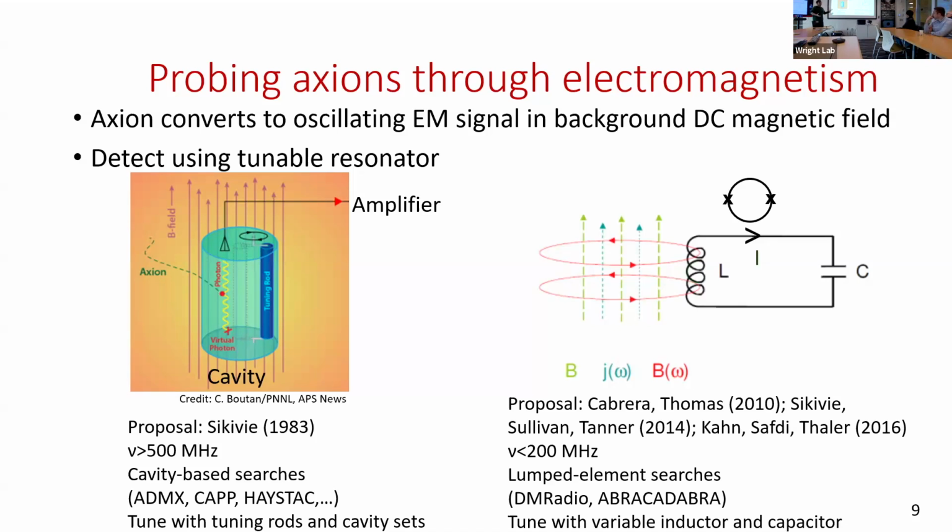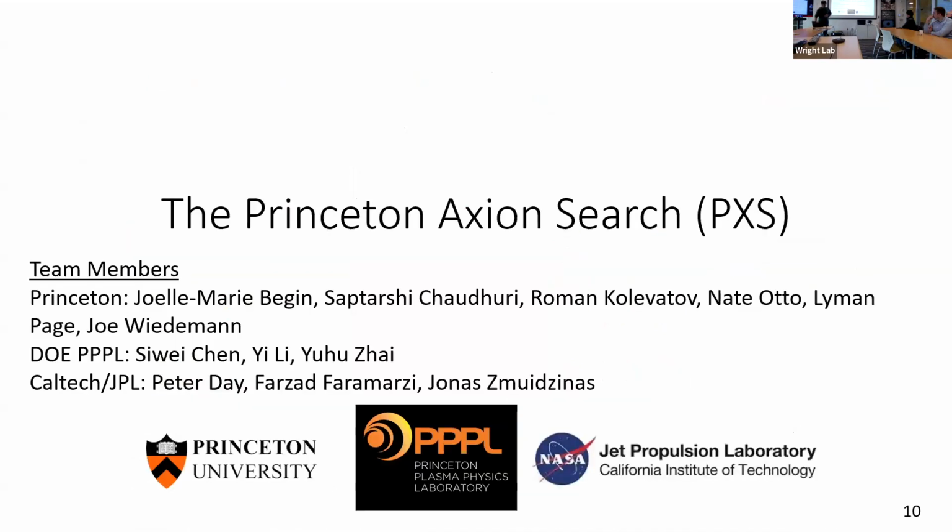Now, we don't a priori know the mass of the axion, so we need to be able to tune these resonators. So in the cavity picture, this is done with a tuning rod. In the LC circuit picture, this can be done by tuning the inductor or the capacitor. So it acts very much like the radio in your car, except it's not a radio for electromagnetic signals, it's a radio for axions. So with that, let me move to the experiments.